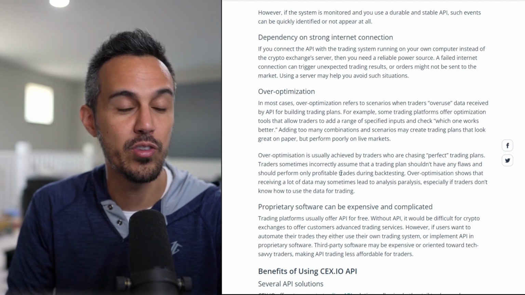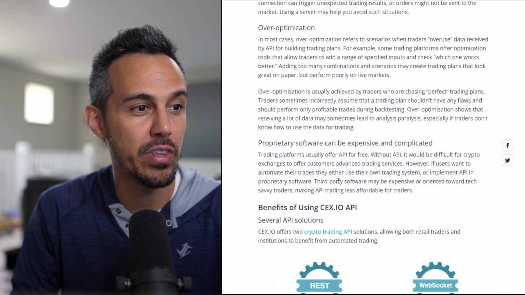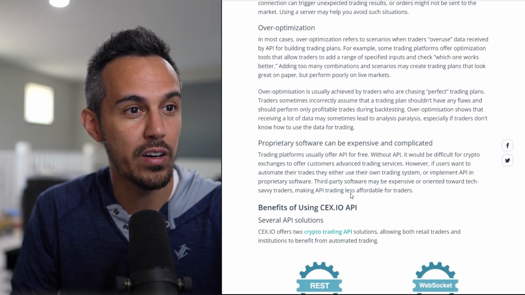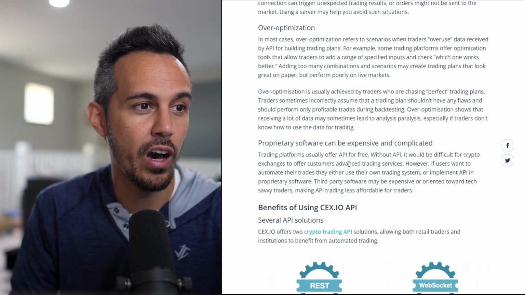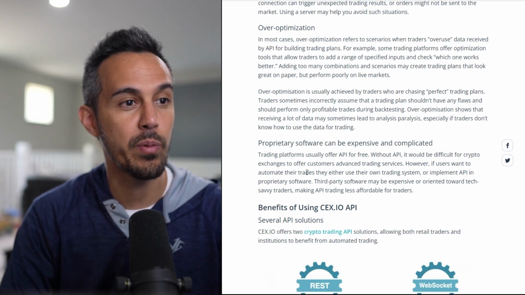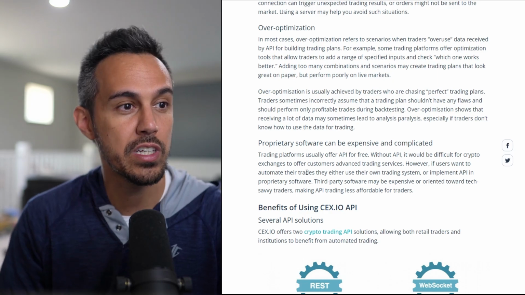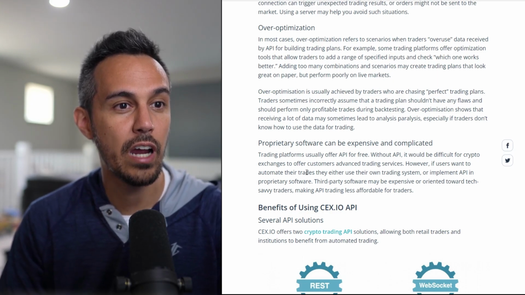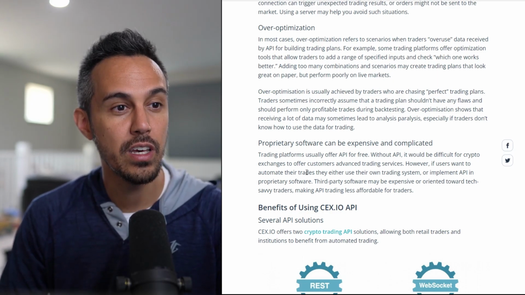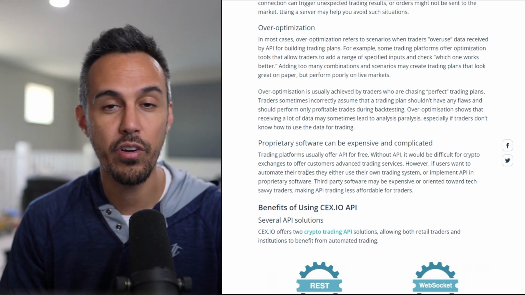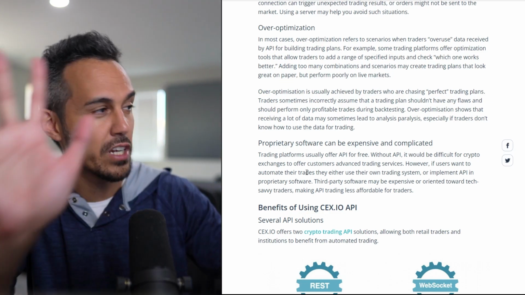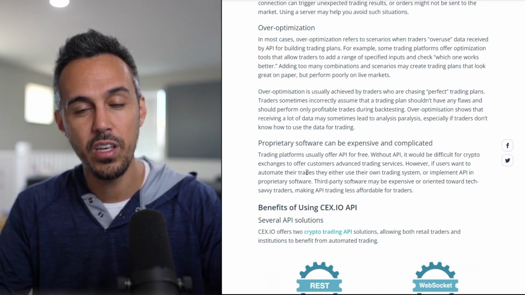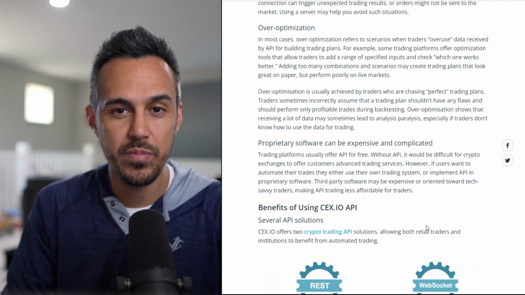So don't wait for the perfect thing, and this kind of helps you with it. And then of course there's the cost involved with them. Trading platforms usually offer API for free. Without API, it's difficult for crypto exchanges to offer customers advanced trading. However, if users want to automate their trades, there's usually some sort of software that you're going to have to purchase.